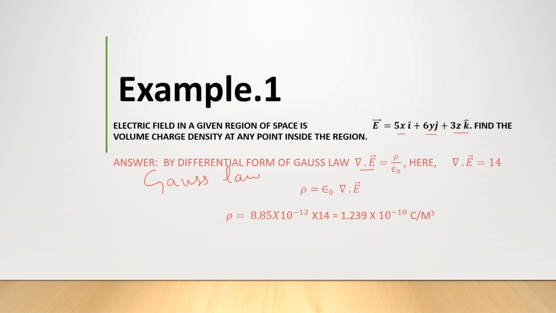By differential form, we have divergence of E is equal to rho by epsilon naught, and I am asked to find out rho. And divergence of E for our electric field is 14 units. And rho is nothing but epsilon naught into divergence of E. Substituting the value of epsilon naught and divergence of E equal to 14, we have 1.239 into 10 power minus 10 coulomb per meter cube, assuming these are in the right SI units.